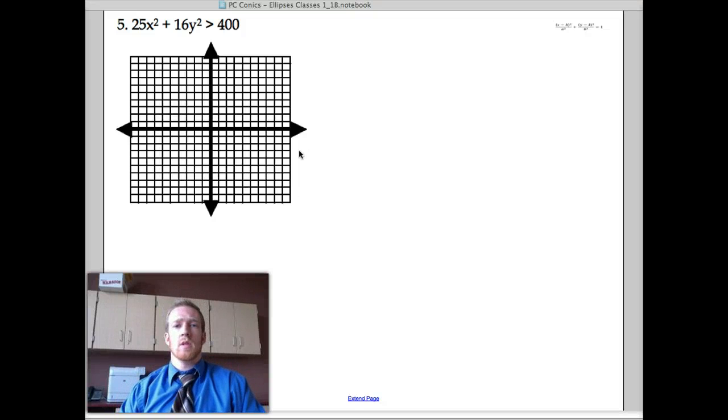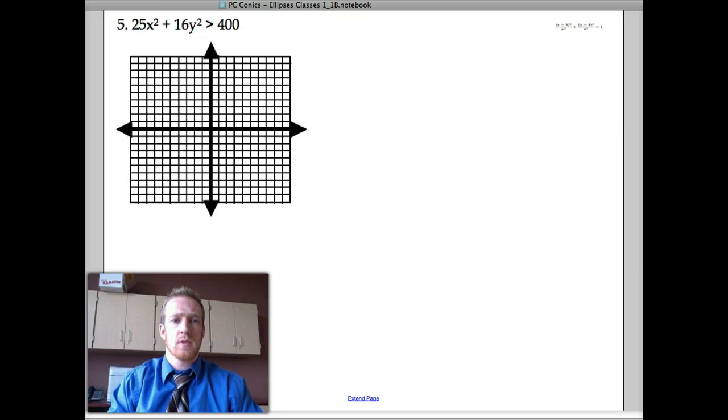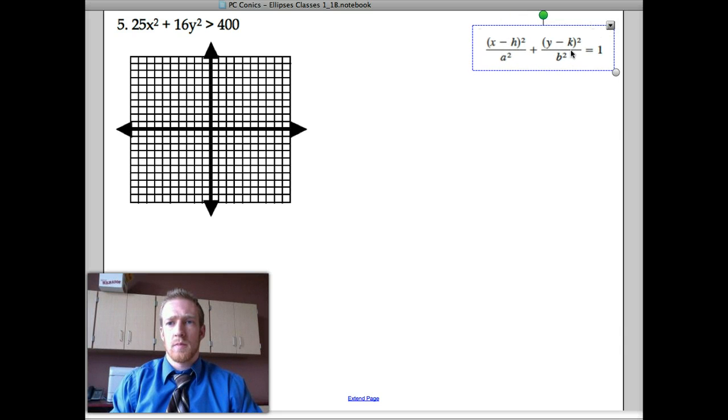Alright guys, so today we're doing ellipses. I'm going to do one easy one and then one that's got a little bit more to it. So first let's do the easy one. All our ellipse equations are going to look something like this form.